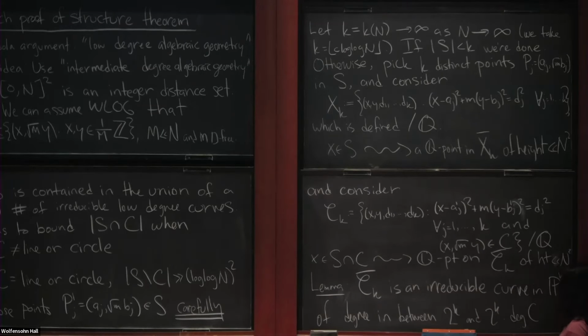Okay, so to finish, I'll just say this verbally. Now we want to bound the size of S intersected with the curve. Now that we have a high degree irreducible curve, we can apply refinements of the Bombieri-Pila bound to get a really good upper bound for the size of this set. So I think I'll stop there.